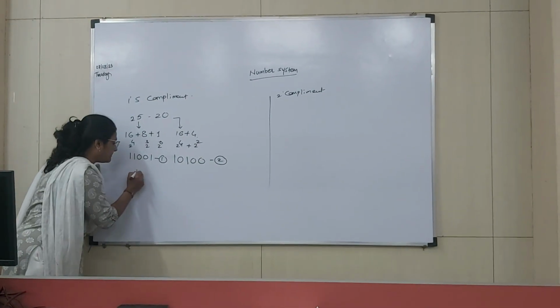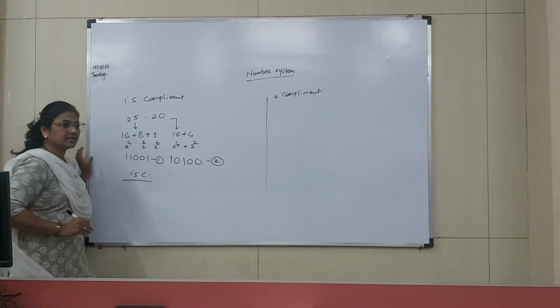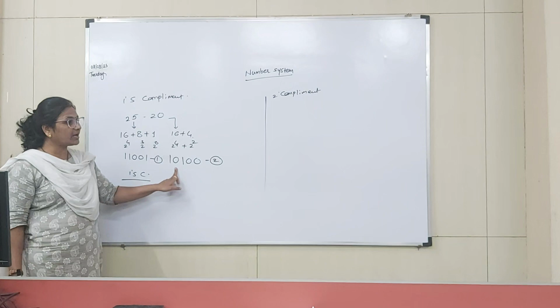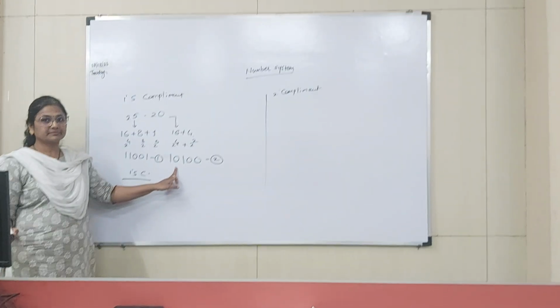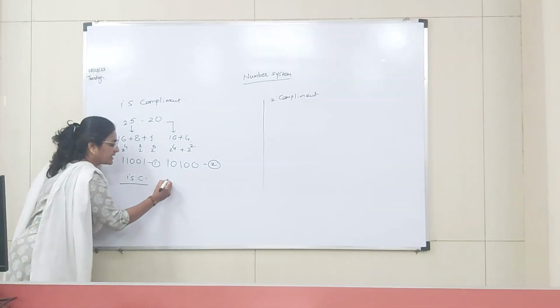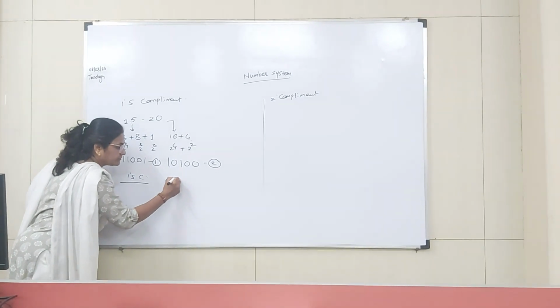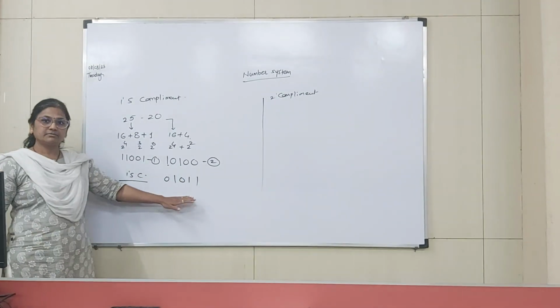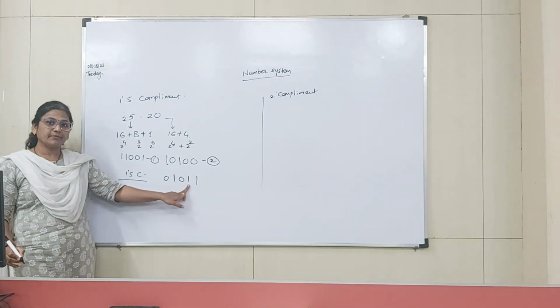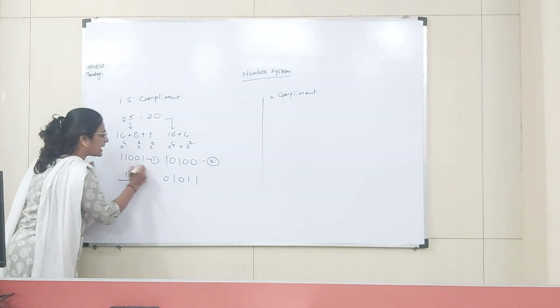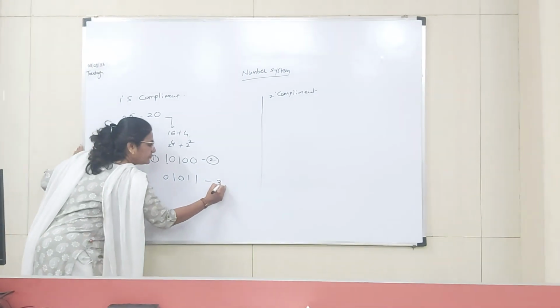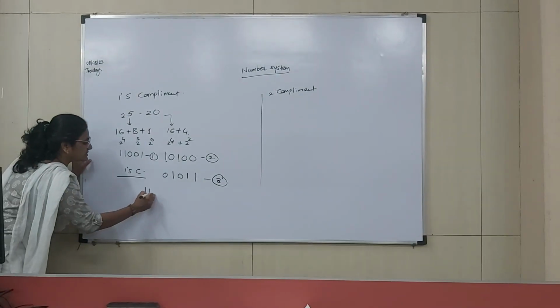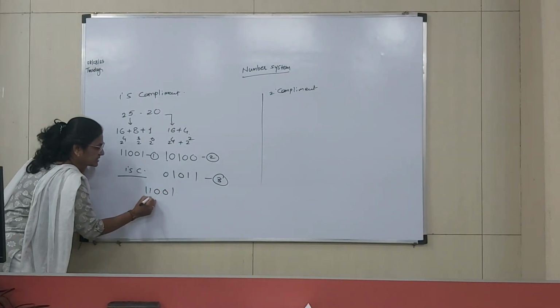So for the ones complement of the second number, you have to replace 0s with 1s and 1s with 0s, instead of 1 0 1 0 0 you get 0 1 0 1 1. So this is your ones complement number. Now you have to add this value to the first. We are getting the third equation, so add this value to the first.